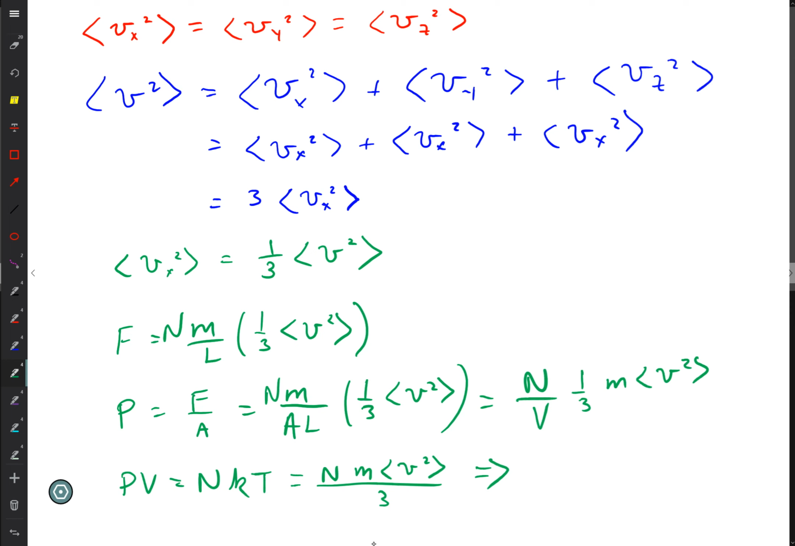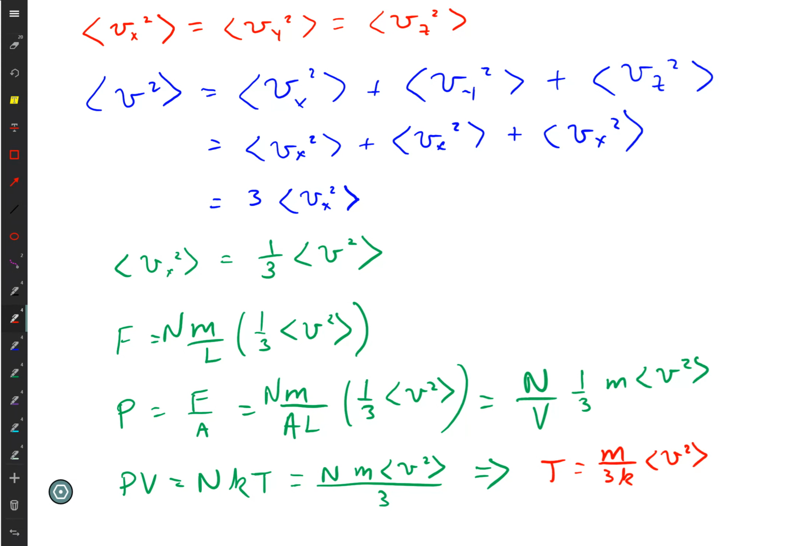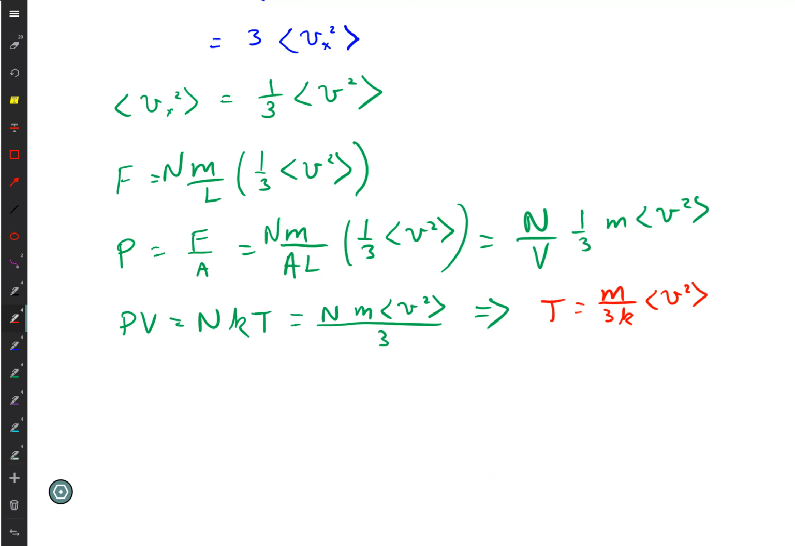That is, solve this for temperature. I'm going to use a different color to make it stand out. Solve this for temperature simply by dividing both sides by Nk. I have temperature is equal to that. So the temperature is a measurement that tells me about the average of the speed squared. The higher the temperature, the higher the average speed squared. So that's our first important outcome there, relating the temperature with the average speed squared.